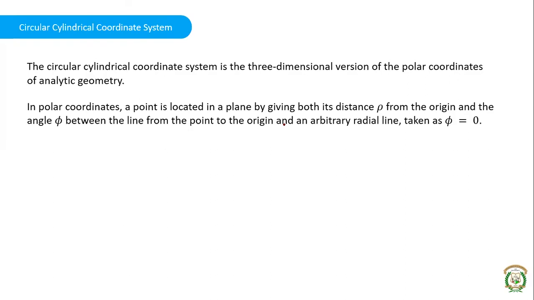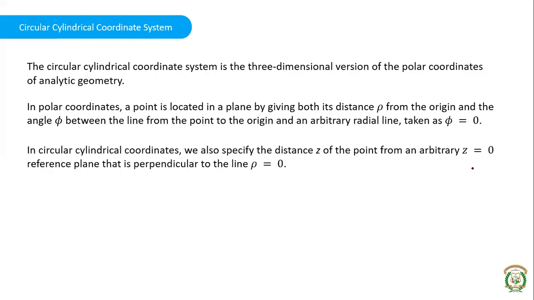In polar coordinates, any point is located in a plane, right? When you consider the two-dimensional system, it is located in a plane by giving its distance rho. Normally, we call this r, right? In polar coordinates, we use the term r from the origin, and the angle theta. Here we use phi instead of theta, between the line from the point to the origin and some arbitrary radial line, taken as phi equal to 0.